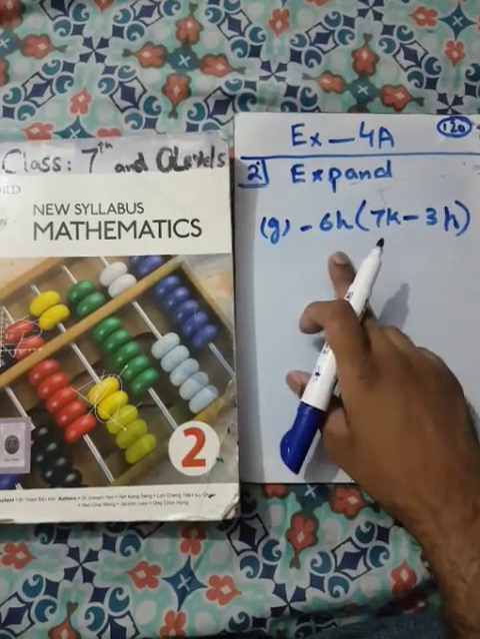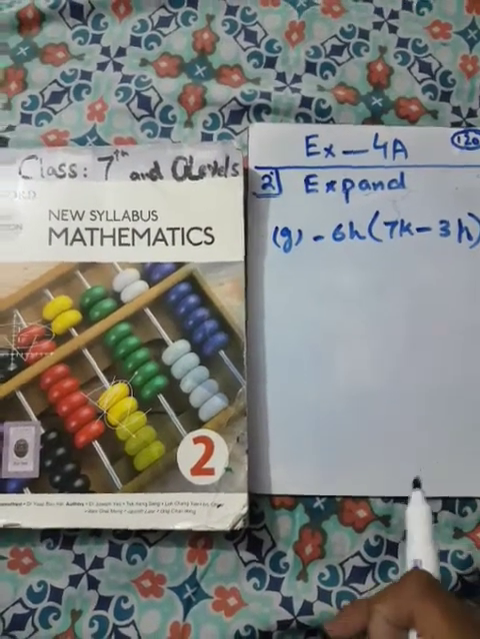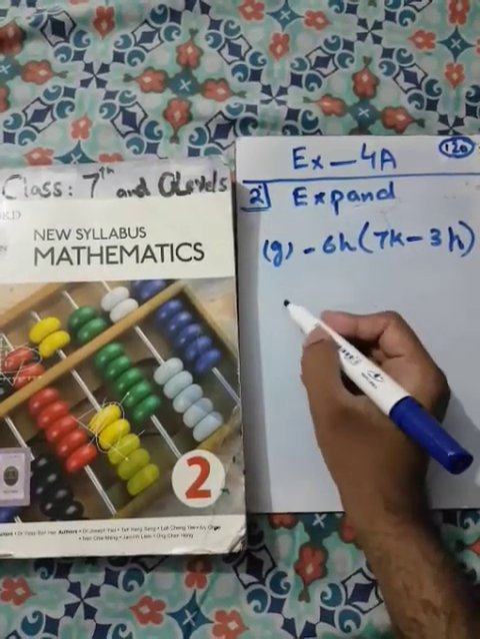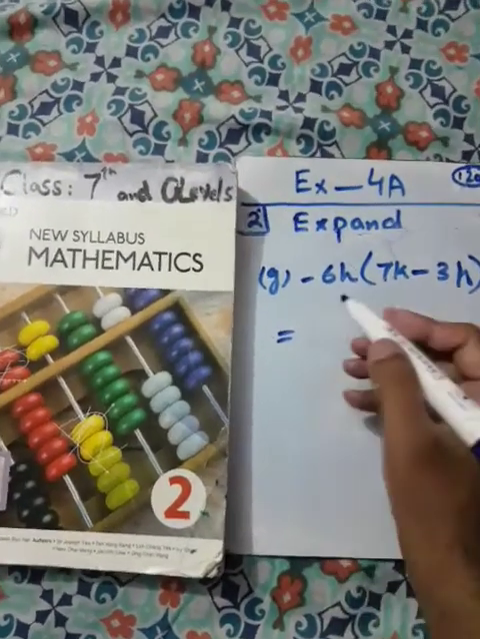So here you go. Minus 6h into 7k minus 3h. And students, also thanks for compromising with my pronunciation and accent.